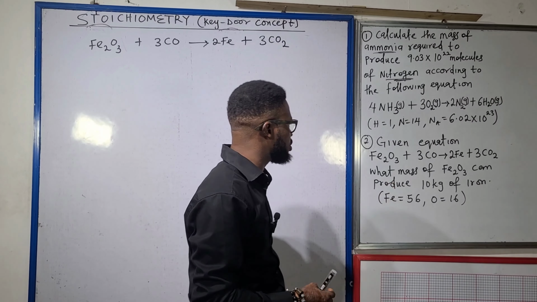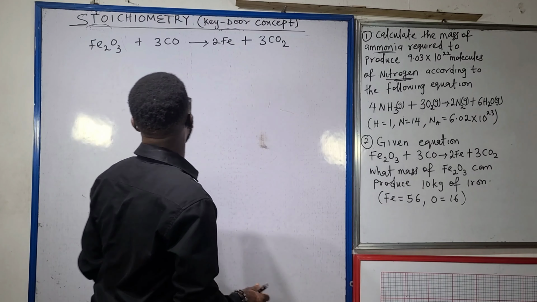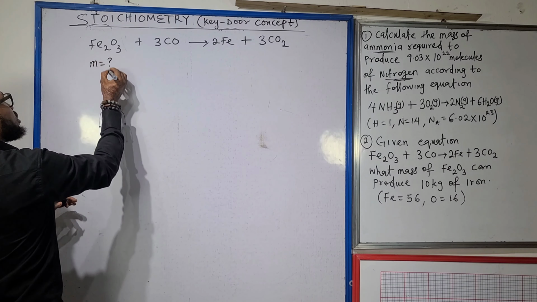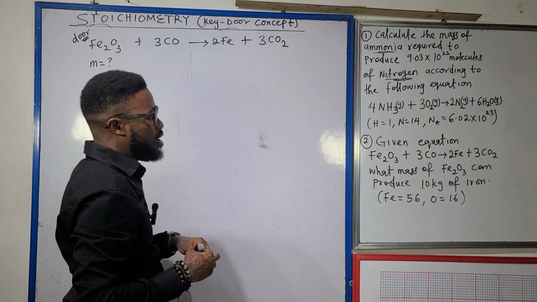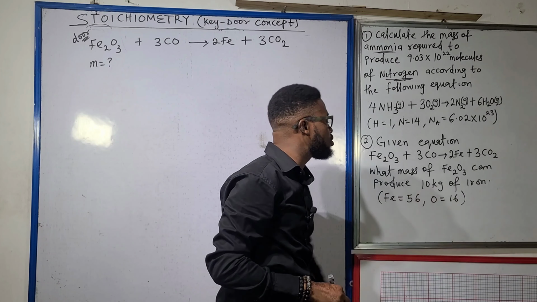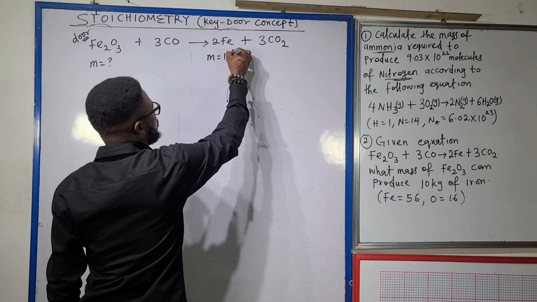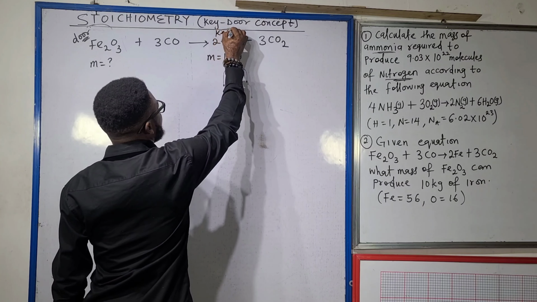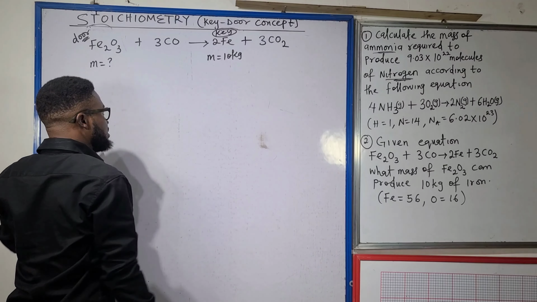Okay, let's continue with question 2. So this is what we have. They said, what mass of Fe2O3? So this becomes what I'm looking for. This becomes my door once again, and produce 10 kilogram of iron. So the mass of iron produced is 10 kilogram. Of course, this becomes my key without being told. I know that I'm to use this to unlock this.